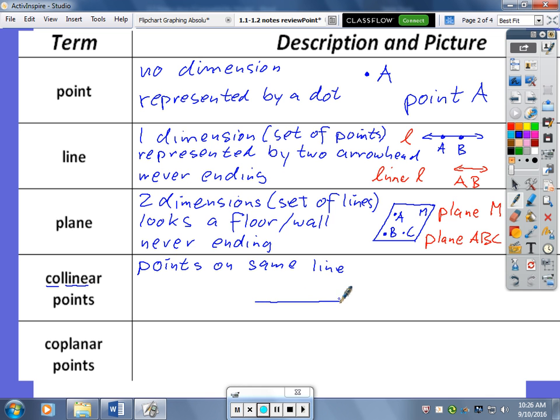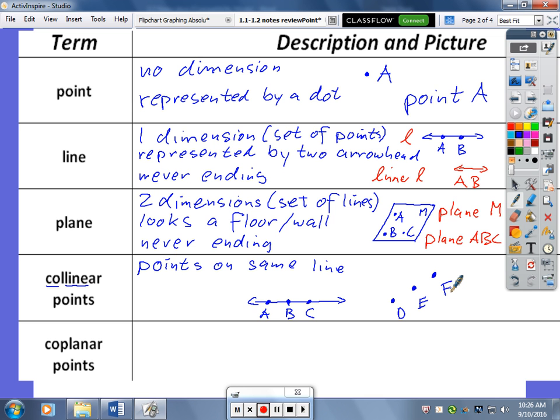Let me draw a line and put a few collinear points on it. But in order to show collinear points, you don't necessarily have to draw the line. You can also draw points like this, points D, E, and F, that if you were to connect them, you would get a line. And these points are also collinear.